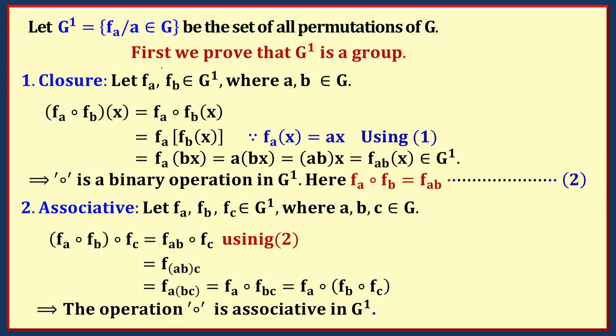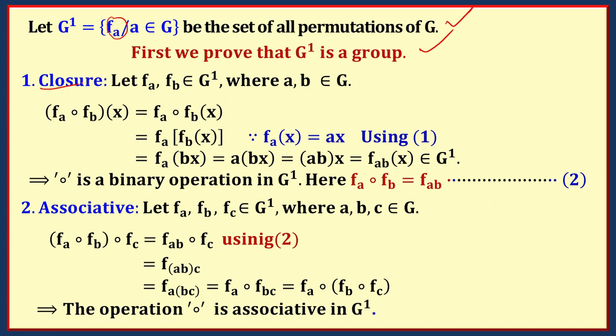Let G' be the set of all f_a such that a belongs to G. Each f_a is a permutation in the set of all permutations of G. First we prove that G' is a group. By definition of a group, G' satisfies closure, associative, identity, and inverse.